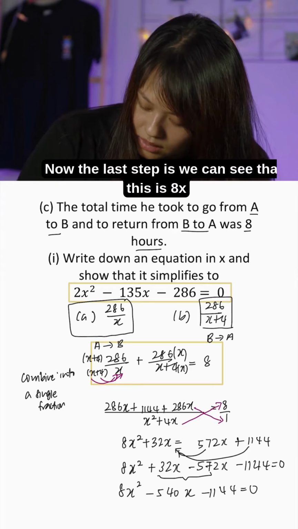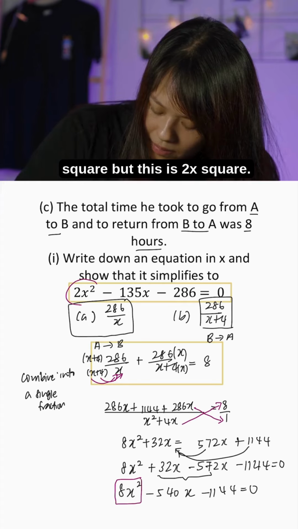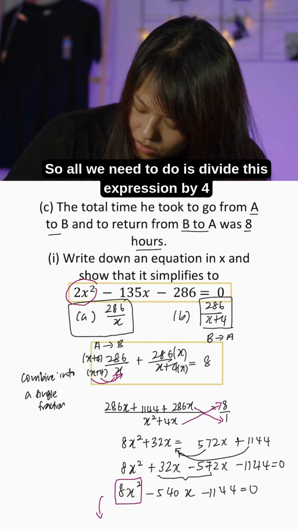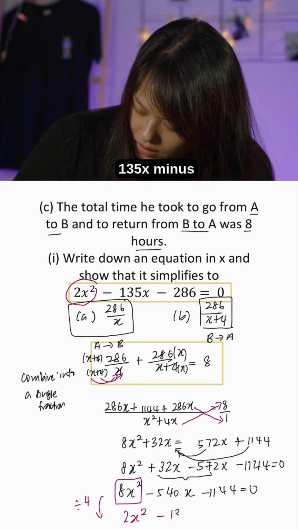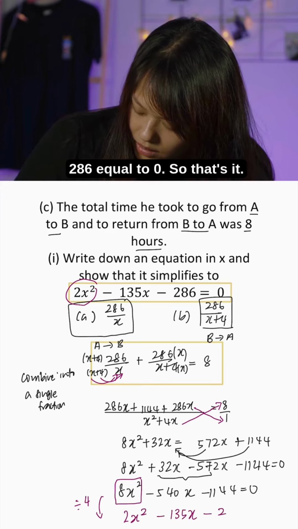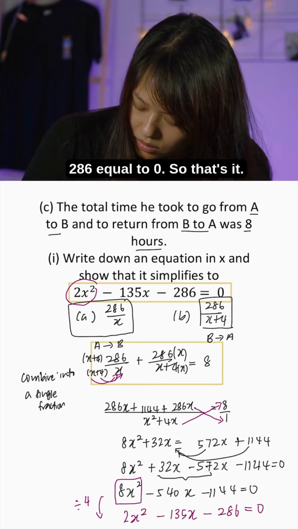Now the last step is, we can see that this is 8x squared, but this is 2x squared. So all we need to do is divide this expression by 4, and we'll get 2x squared minus 135x minus 286 equal to 0. So that's it.